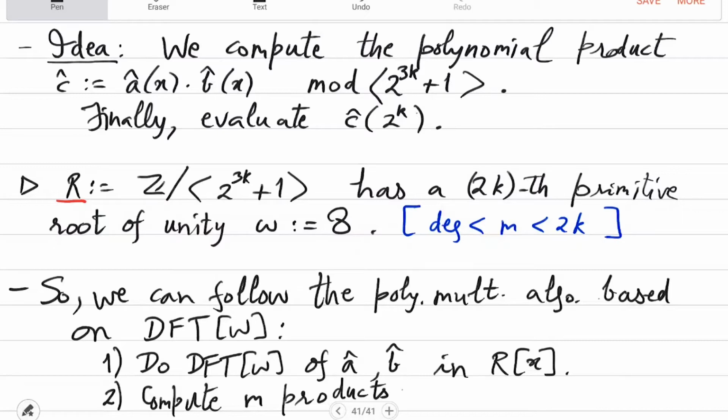Then you find m products. So these m products are the product of these respective values. So you have a hat omega^i, b hat omega^i. These are all values in R. And i goes from 0 to the order of omega, so 2k minus 1. Actually, you can also stop at m because the degree is m minus 1. So i can go from 0 to m minus 1 also.